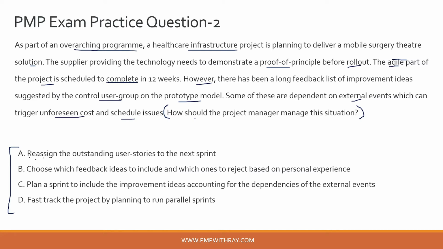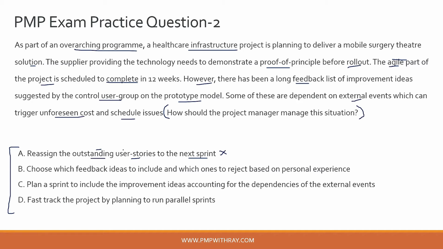Option A, reassign the outstanding user stories to the next sprint. Now this is incorrect, guys, because there has already been a long feedback list of improvements with you, and also you are in a particular sprint at this moment. This typically means that you are not taking into consideration any outstanding issue in your current sprint and just pushing these issues off into the next sprint. Now that is not right in an agile project.